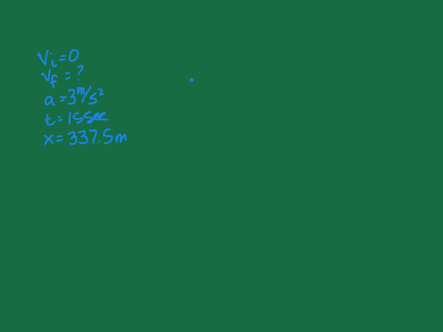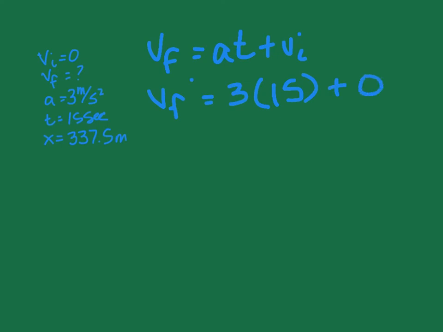So we're going to write down our equations. V final is equal to acceleration times time plus V initial. That's the easier one to use. There's no squares or anything in it. So V final, that's what we're looking for, is equal to our acceleration, we said was 3, times our time, 15, plus 0. 0 is our initial velocity, so that goes away. And so we get a final velocity of 45 meters per second, which frankly is flying. Okay, I hope that stoplight was getting her onto the freeway.